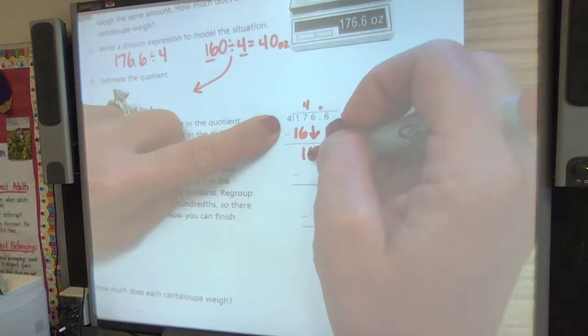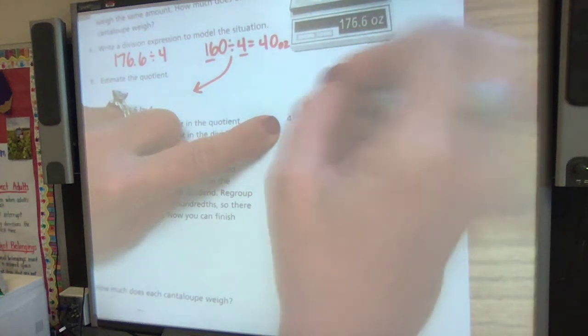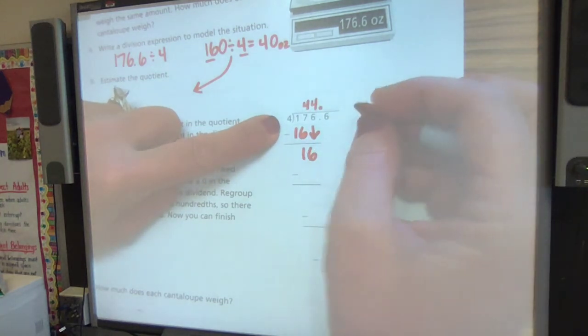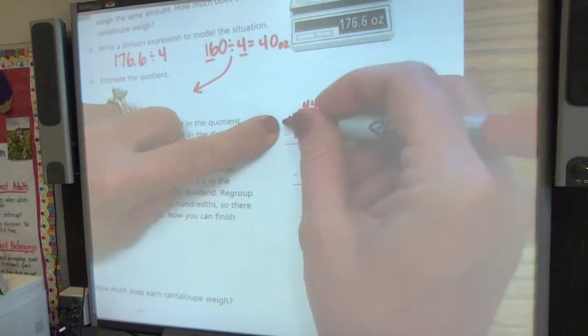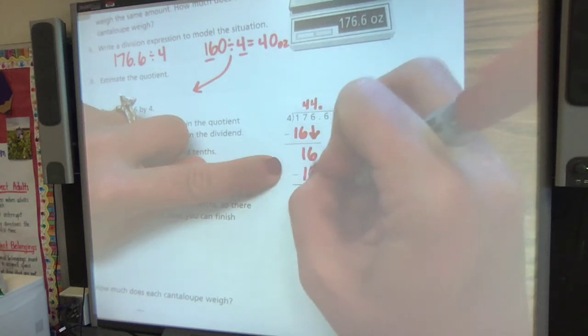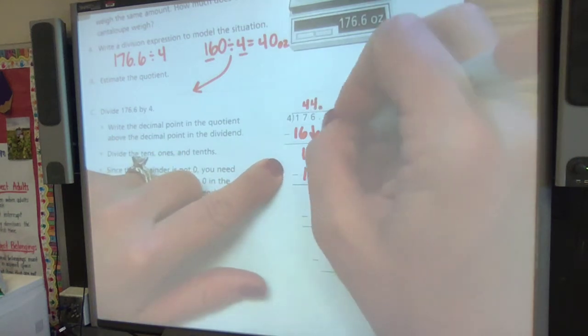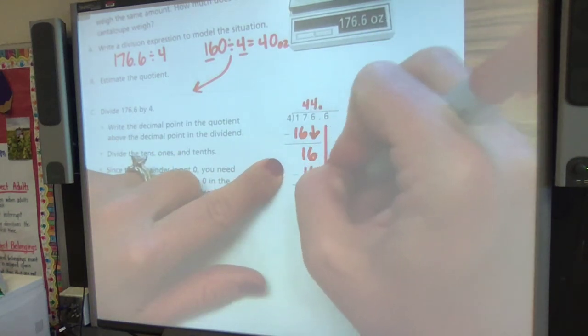4 goes into 16. We know that 4 times. Now you see where my number is? 44, and then there's a decimal. Because 4 times 4 is 16. 16 minus 16 is 0. Then I'm going to bring it on down.